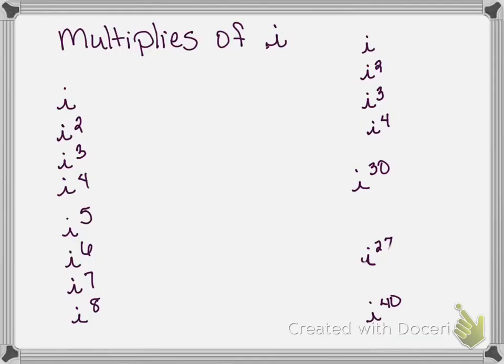Okay. The first thing that I want to talk about is multiples of i. Okay? So, I want you to think about if I've got -1 and I raise that to the first power. What's -1 to the first power? Not the square root of -1, just -1. -1 to the first power is -1. I know. I kind of switched gears on you.